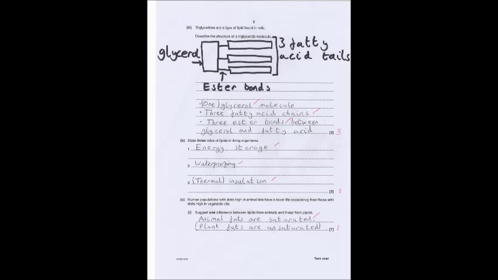Suggest one difference between lipids from animals and those from plants, given that human populations with diets high in animal fats have a lower life expectancy than those with diets high in vegetable oils. Animal fats are saturated, plant fats are unsaturated. You only need to say one or the other. Here's a graph. Animal fats are thought to raise blood cholesterol levels.